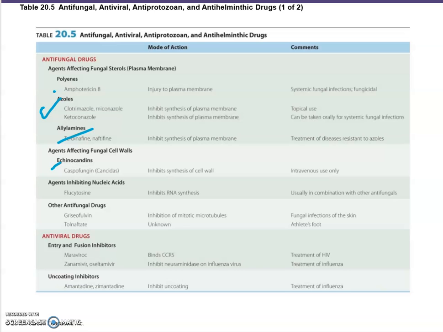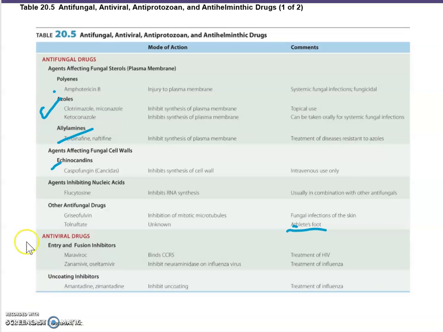And then agents inhibiting nucleic acids, the flucytosine, that would be a false nucleotide. It would inhibit RNA synthesis. Also not that important for you guys. Other antifungal drugs, and those are important: griseofulvin and tolnaftate, very popular drugs that are sold over the counter even. Tolnaftate, a very popular drug to treat athlete's foot fungus, of course.